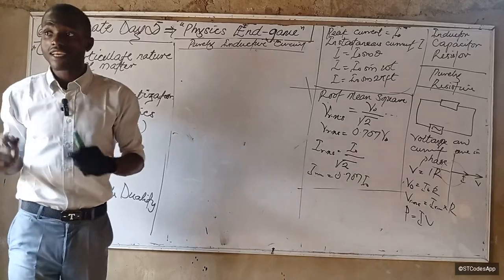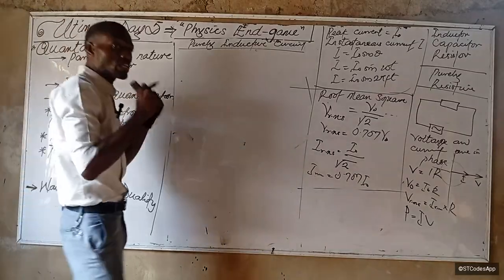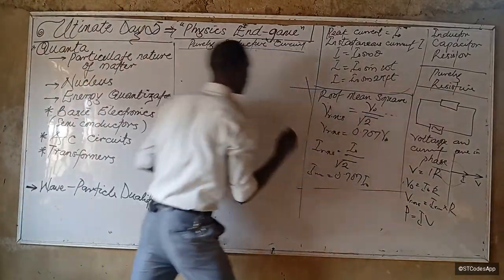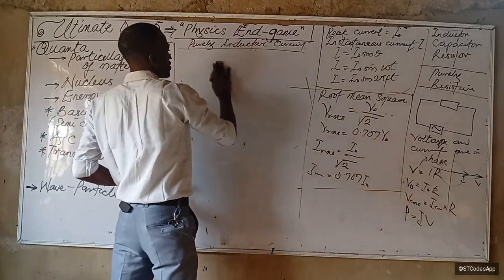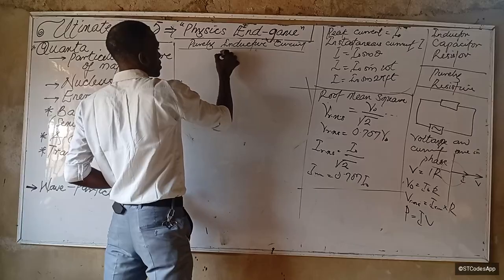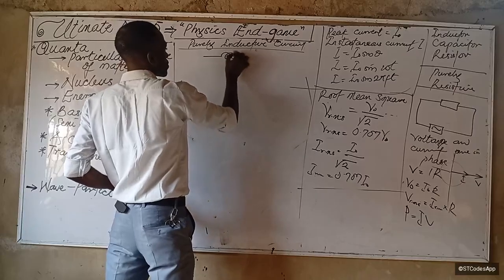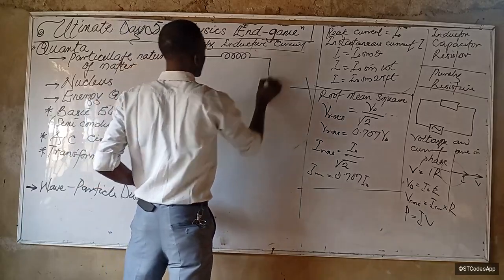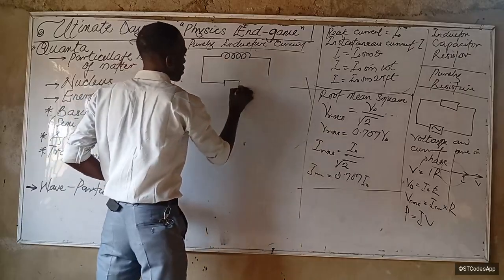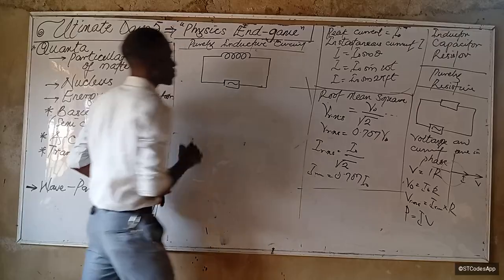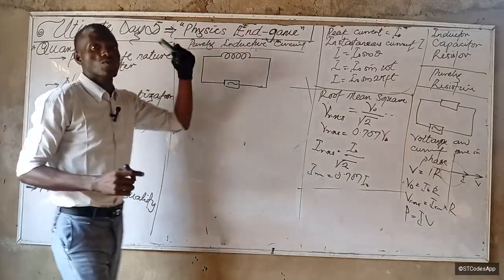Now, a purely inductive circuit is one that has only the inductor connected in series with the voltage. Is that okay? So we have the inductor. There's our inductor. What's the symbol for our inductor? Something like this, right? It's connected in series to the voltage source. So it's purely inductive.